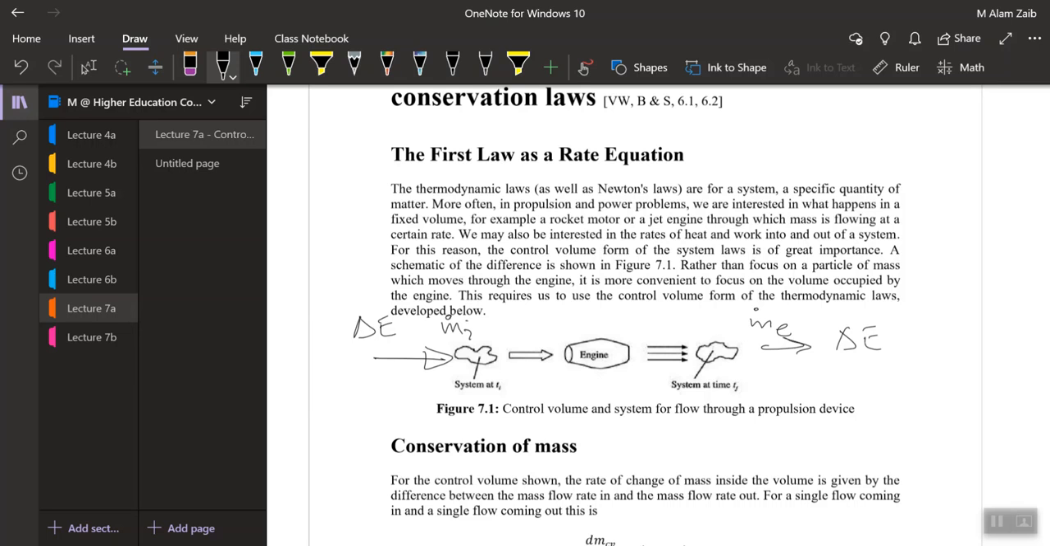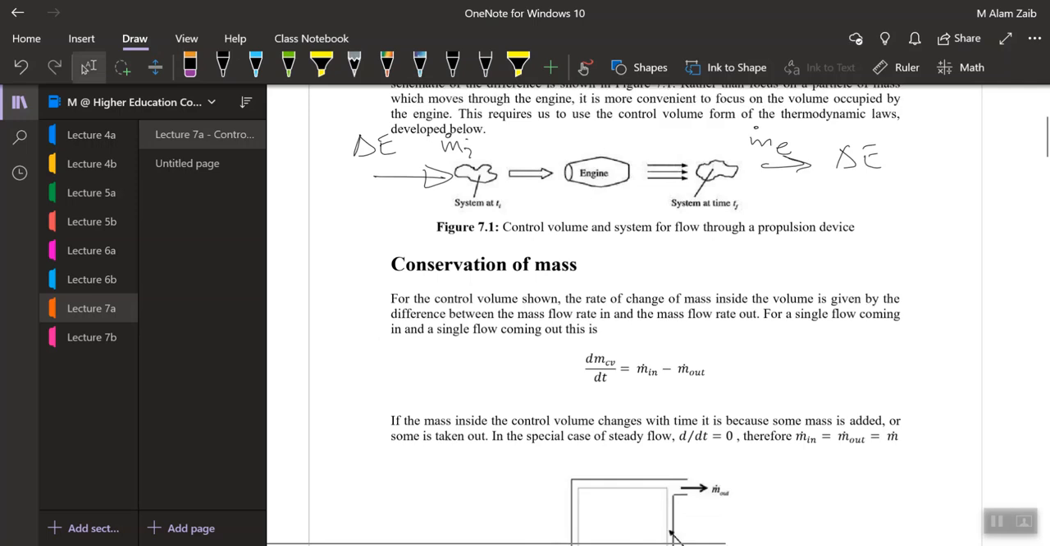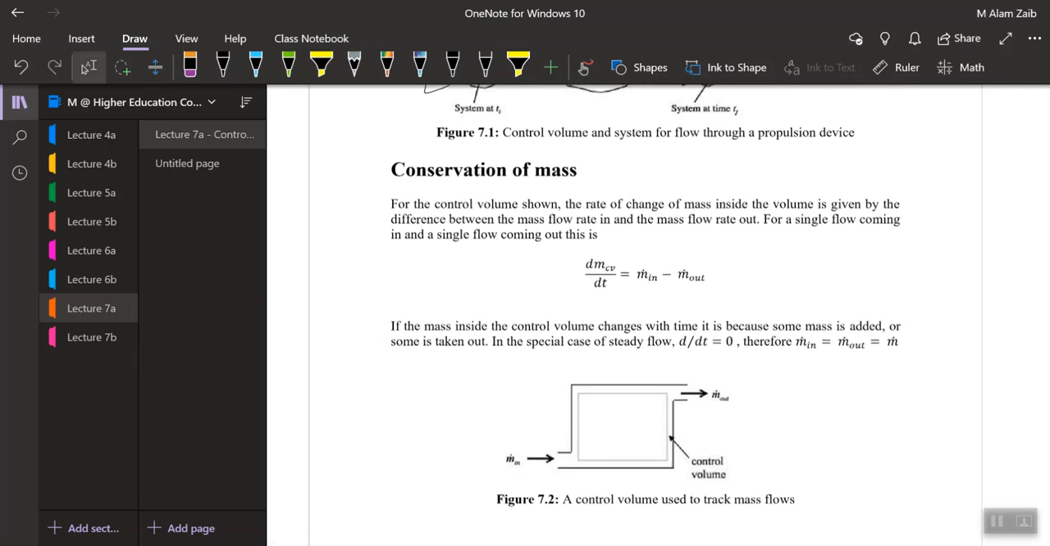So this requires us to use the control volume form of the thermodynamic law, and that's what our topic is today. Before we go to the first law of thermodynamics for the control volume form, let's have two assumptions. One assumption is the conservation of mass. For the control volume shown here, the mass of the system is conserved.